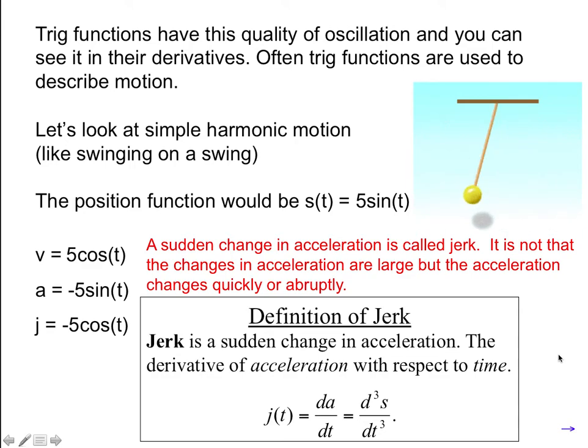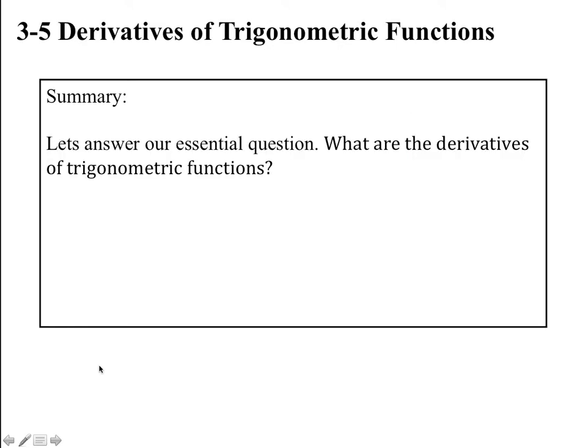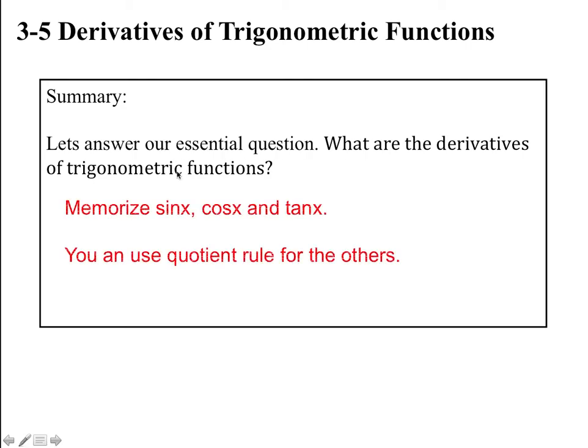So that's kind of the meat and potatoes of day 2 is working with those higher order derivatives and talking about jerk. So just kind of a quick summary here. What are our derivatives of trigonometric functions? You want to memorize sine, cosine, and tangent. And you can use the quotient rule for tangent and the other 3. And there's some patterns to memorizing these as well that we discussed a little earlier in the video.